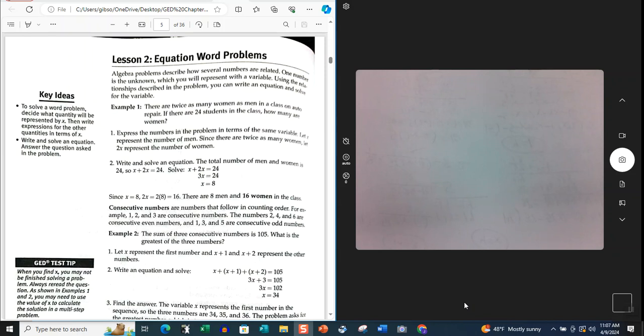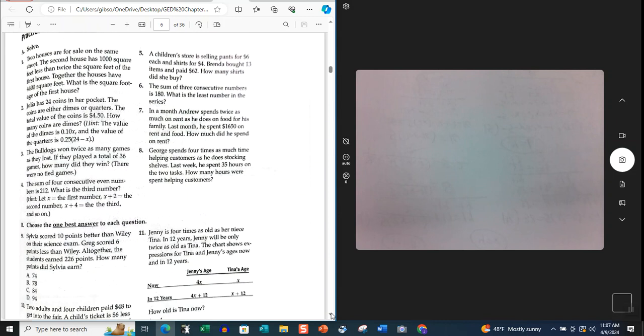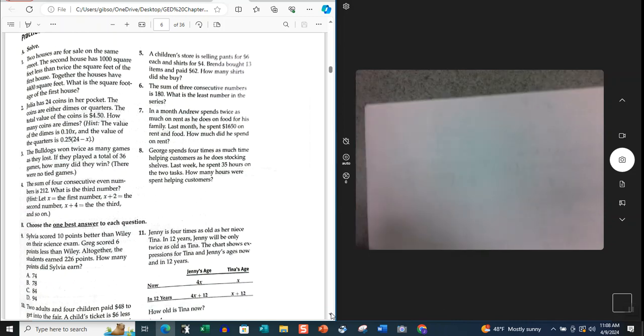Now we're going to skip through these examples and go to the more practical problems here. So we'll do these as we go along. So we are on page 357. So now let's take a look at number 1.